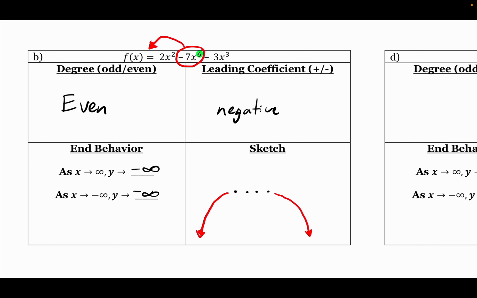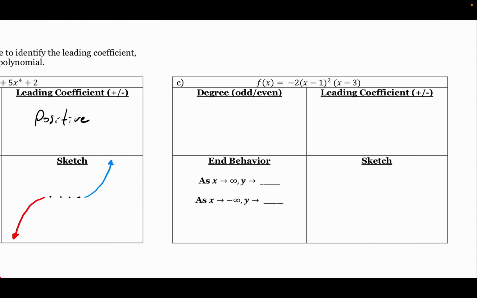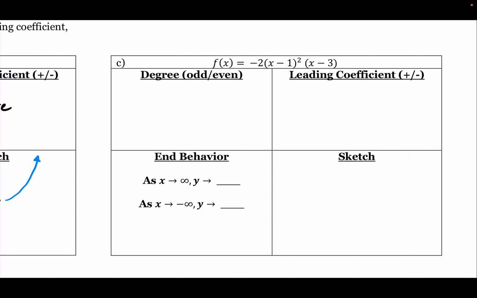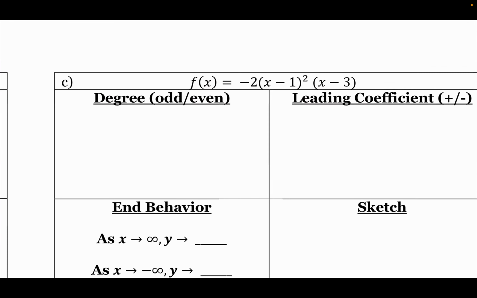Okay. Let's go to letter C. This one's a little different because it's not in standard form. It's in what we call factored form, right? It kind of looks like after we've done those steps for binomial and trinomial, what we end up with, right? So this is what I'm going to do first. I'm going to rewrite this guy.